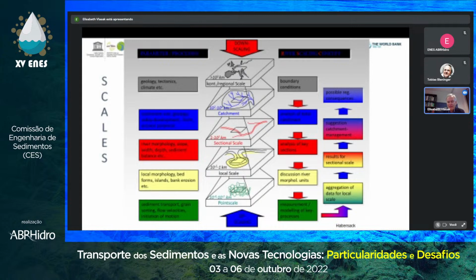And then we can provide an upscaling following the downscaling, which means we aggregate the data which we collected here to come up with measures at the local scale, and we will see some examples later on. You can also have results for the sectional scale, what to do there. And you can also have measures for the catchment, for example, if you want to go for land use change in order to reduce the sediment supply. So once we have understood in the first step what the process is, we can use models to aggregate the information and to derive measures fitting to the scale.